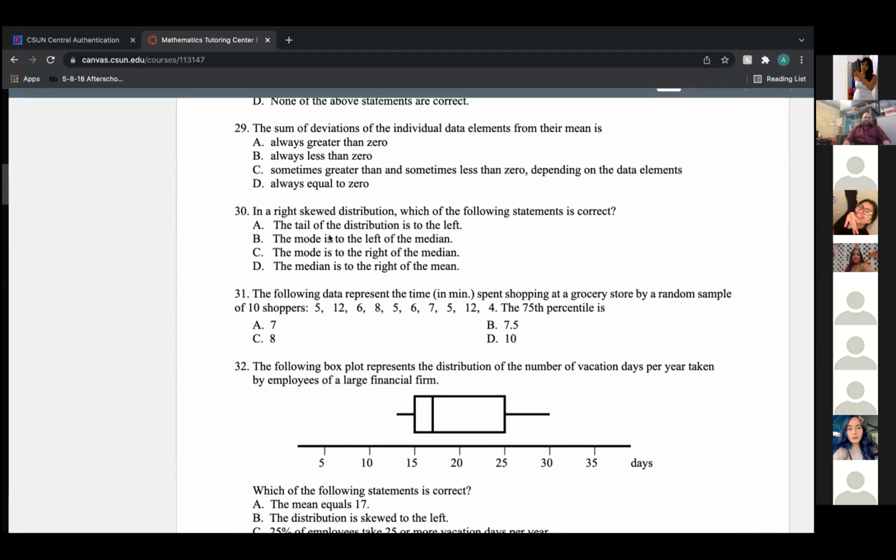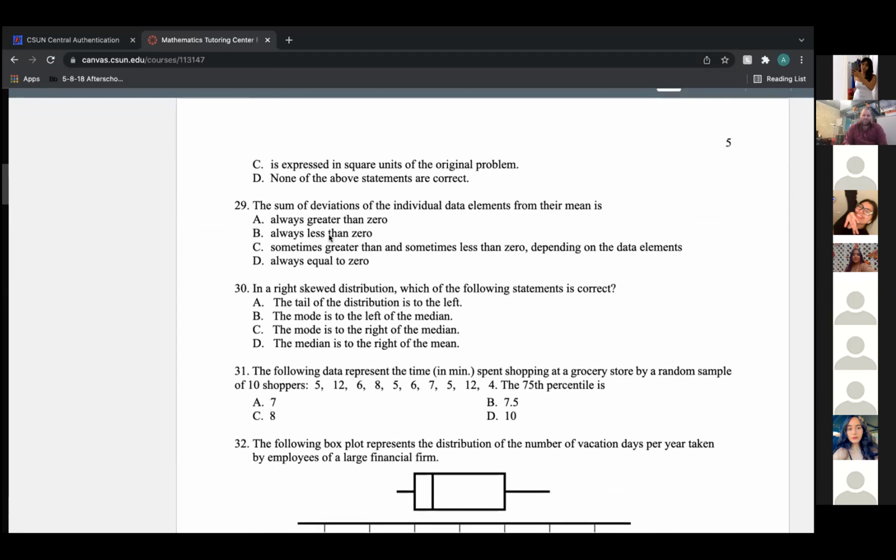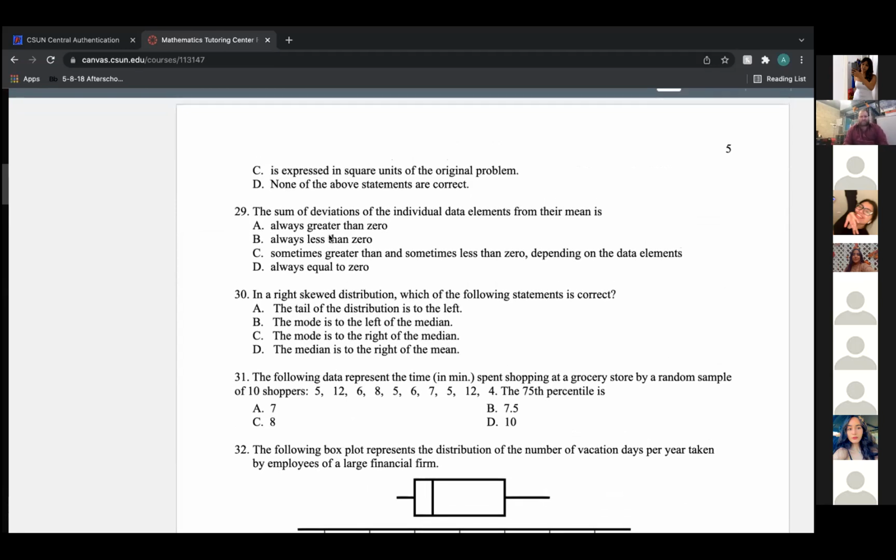29, the sum of the deviations of the individual data elements from their mean is always equal to zero. It's why we square them to get the best fit line. If we just do the deviations themselves, it always adds to zero. There's no information there. So we square to get data that makes sense. The deviations always add to zero.